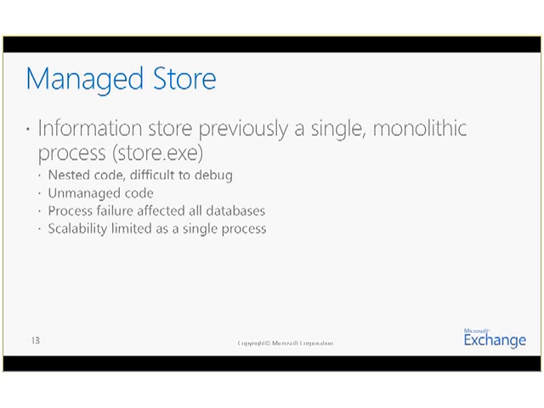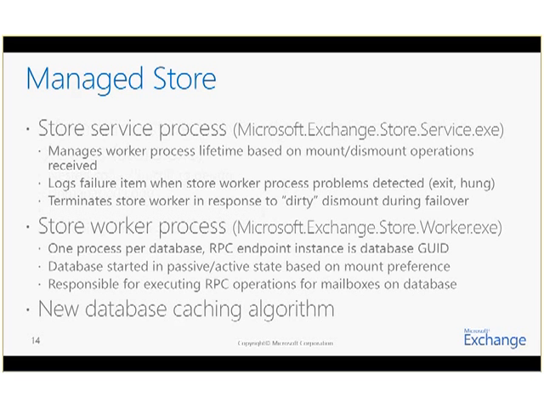So with Exchange 2013, it was really time to move on to a model that provided greater scalability and failure isolation. And the managed store provides process isolation. For example, if needed, the administrator or the system has the ability to terminate an individual worker process without a negative effect on other databases.